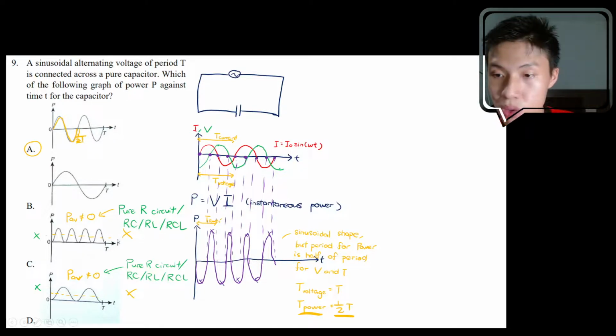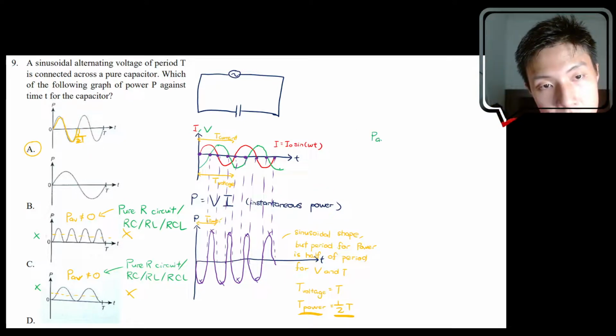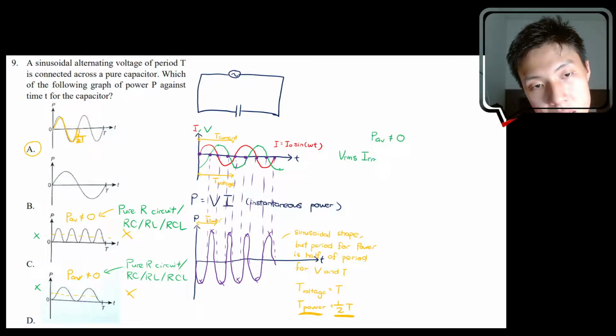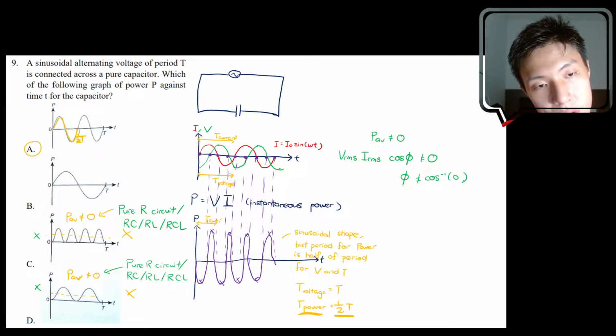You can just do your average by yourself. Looking at the graph, you know that the average is not at 0. That means the P average here is not equal to 0, then you know that V_RMS, I_RMS, cos phi will not be equal to 0. Therefore, you can know that phi is definitely not equal to the angle whose cosine is 0.